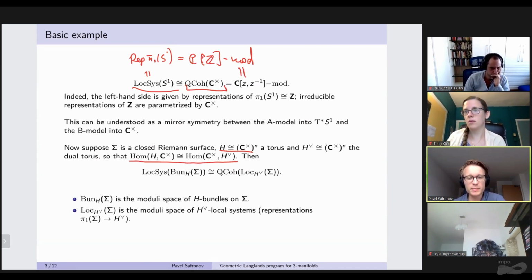So if you unpack what this means, the moduli space of H-bundles is, again, a bunch of copies of S1. Maybe you can think about H being just a single C star. Then this is a Jacobian. So this is S1 to the power of 2g. And on the right, you have representations of the fundamental group of sigma into H-check. So this is, again, going to be a bunch of copies of C star.